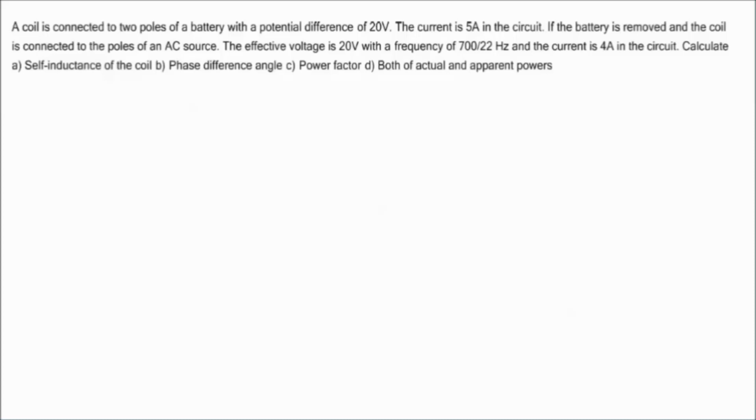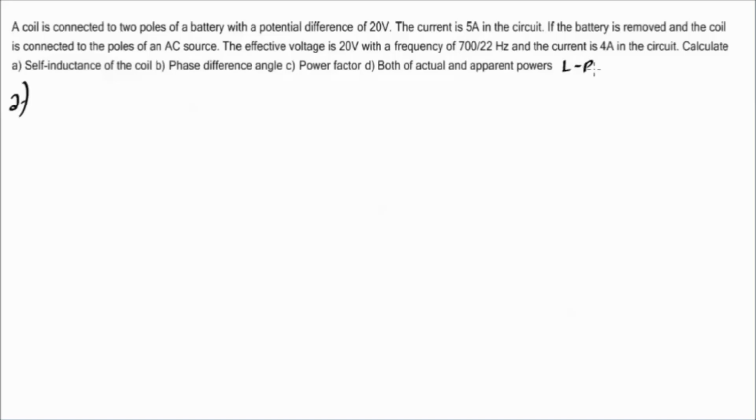Hello, welcome everyone. A coil is connected to two poles of a battery with a potential difference of 20 volts. The current is 5 ampere in the circuit. If the battery is removed and the coil is connected to poles of an AC source, effective voltage 20, frequency 700 over 22, and current 4 ampere. A says calculate the self-induction.